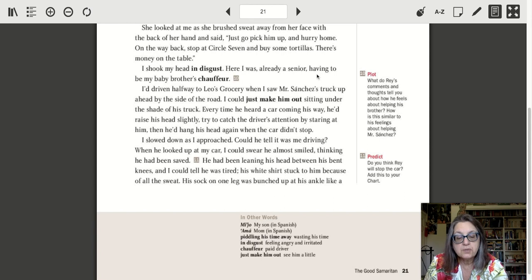So, what do Ray's comments and thoughts tell you about how he feels about helping his brother? How is this feeling similar to his feelings about helping Mr. Sanchez? Think about how you help your family. There are times when you're asked to help and you don't want to do it. Do you do it? Why? Or why not?